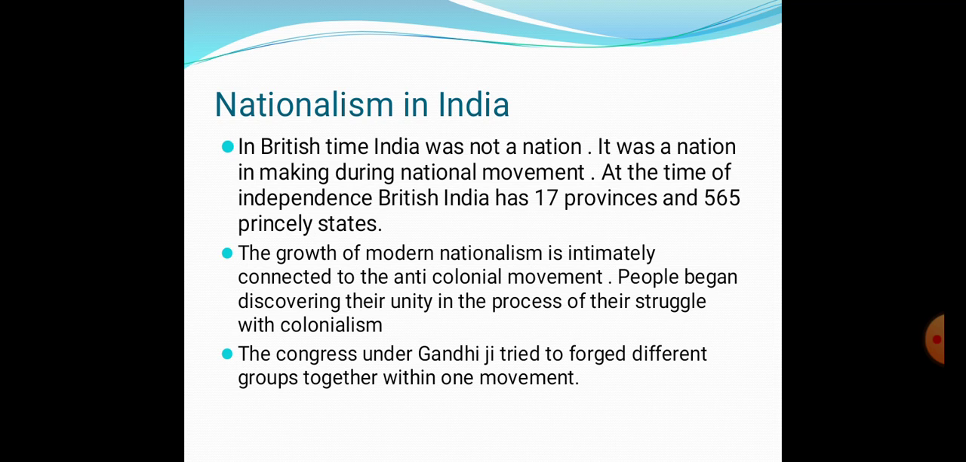The growth of modern nationalism is intimately connected to the anti-colonial movement. People began discovering their unity in the process of their struggle with colonialism. The Congress under Gandhiji tried to bring different groups together within one movement.